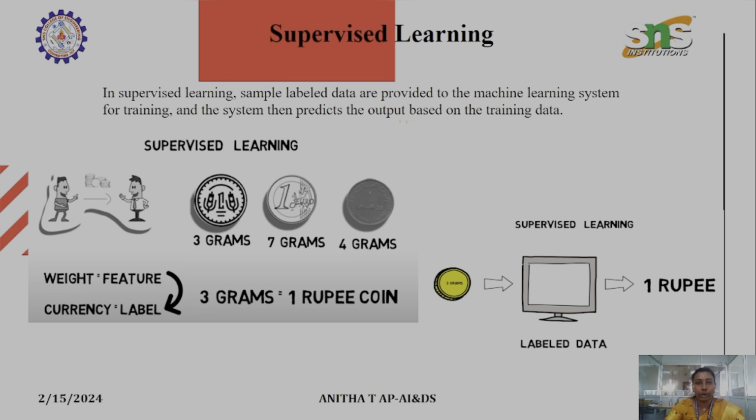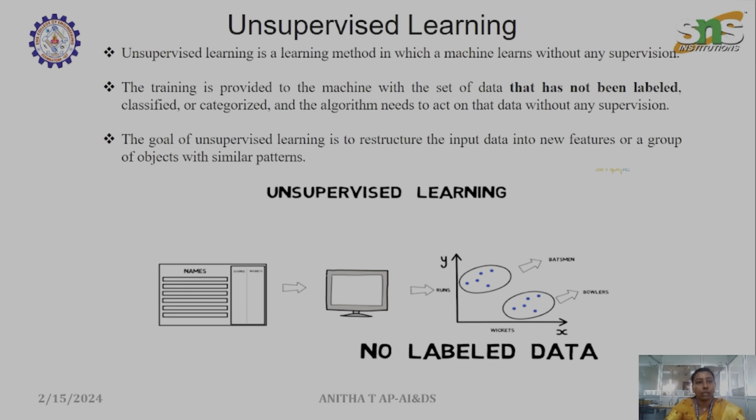How does unsupervised machine learning work? Unsupervised learning is a learning method in which a machine learns without any supervision. The training is provided to the machine with a set of data that has not been labeled, classified, or categorized, and the algorithm needs to act on that data without any supervision.